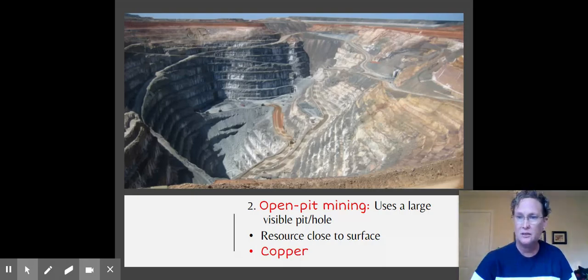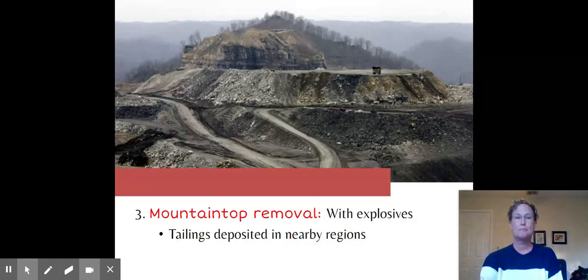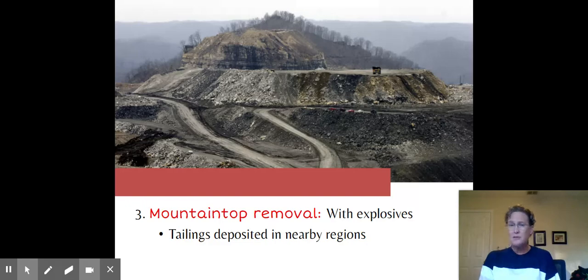And so I'll be showing you guys some pictures along the way, and then you can just look up some stuff too. These are just incredible things that we do to get these resources. Now another one, hey, why don't you just remove the mountaintop? It sounds like a joke. I wish it were a joke.